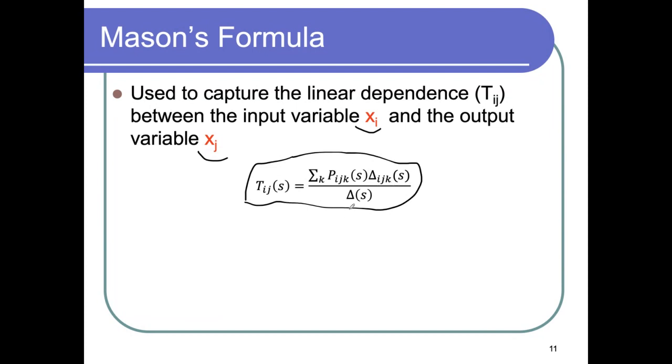This guy and this guy. This loop is non-touching with the other loop. But this guy is touching both of the loops because you have Y here, you have Z here, which is a common node between the two loops.